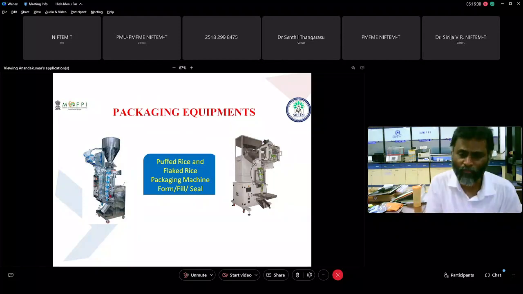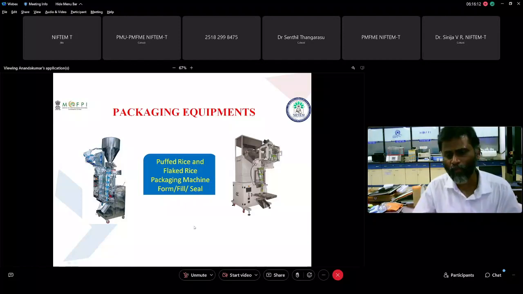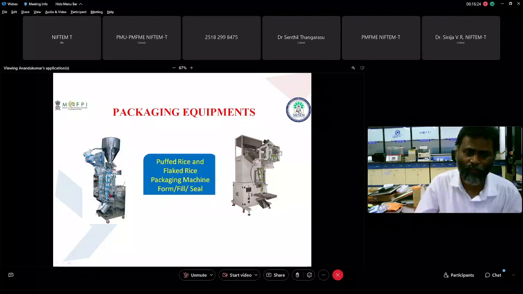Starting from small scale, medium scale, to large scale. In such a case, when we go for the medium scale, the normal equipment we use in the packaging system is called a form fill sealing machine. Here we have the cup filling method. At one end we will have the product, either flaked rice or puffed rice or basmati rice, whatever it may be.